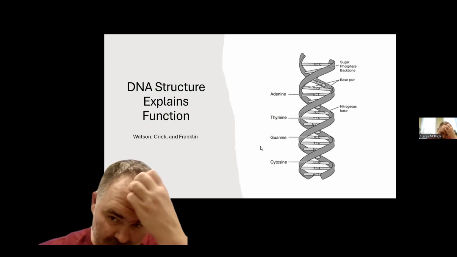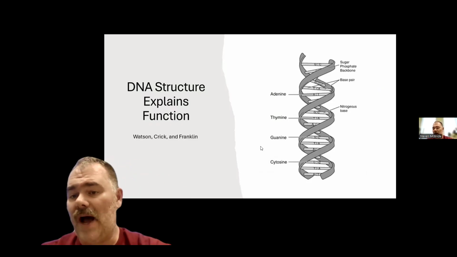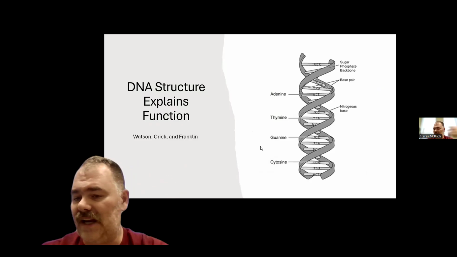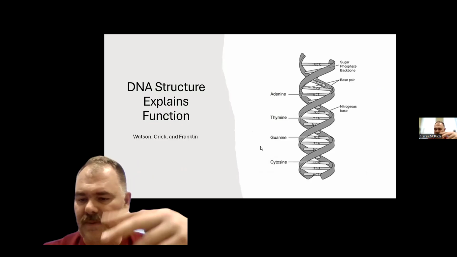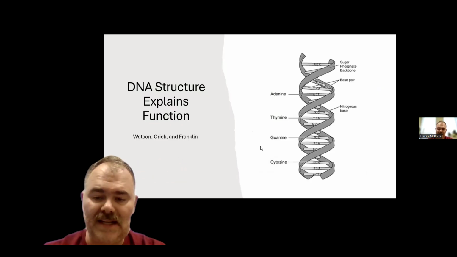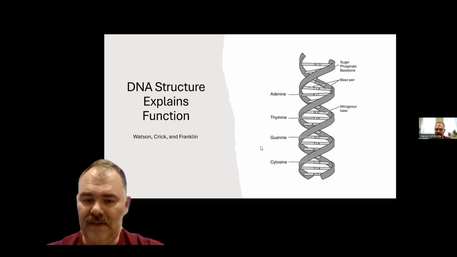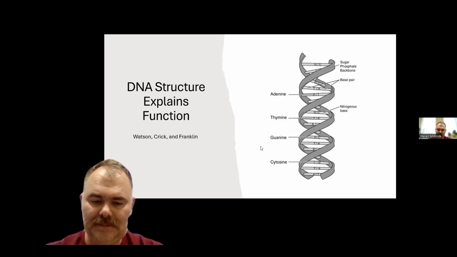Now, using X-ray diffraction data produced by Rosalind Franklin, Watson and Crick proposed the double helix model of DNA in 1953. The structure explained how DNA could store information, replicate itself, and pass hereditary information to future generations. So in this, they have complementary base pairing, where A's bind to T's and C's bind to G's. And that pairing mechanism we now know is critical because it allows DNA to be copied accurately during replication.